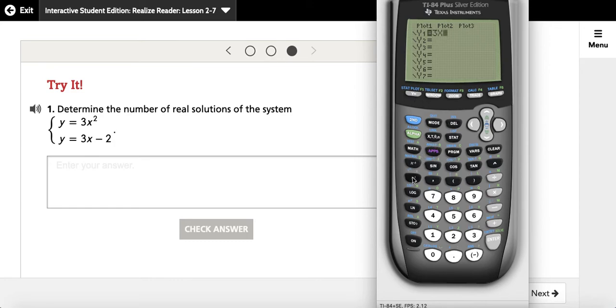3x squared and 3x minus 2. Zoom standard.